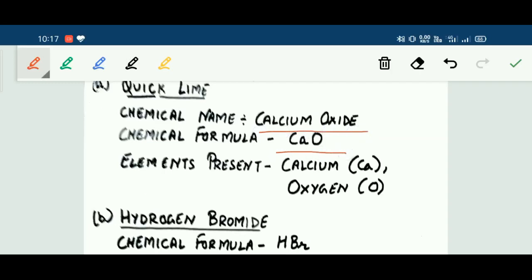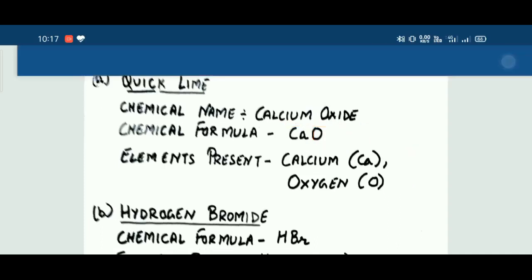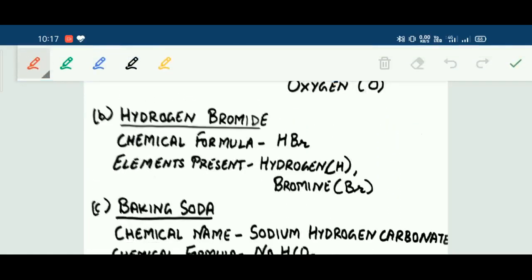From here, we can see that there are two different elements. One is your Ca, that is calcium, and second one is O, that is your oxygen. So elements present in quicklime are calcium and oxygen. Second case, hydrogen bromide. Now hydrogen bromide is already a chemical formula and chemical name. So writing its chemical formula, that is HBr, we can see that there are two elements present. One is hydrogen, H, and the second one is Br, bromine.